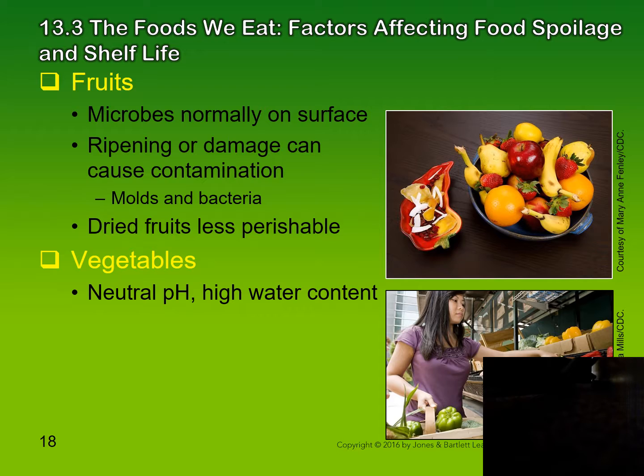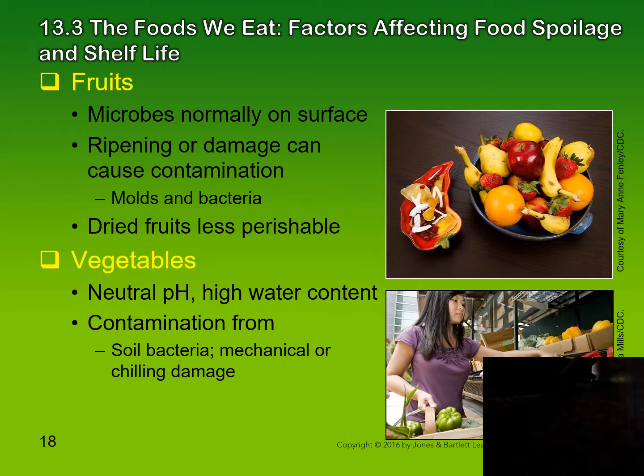Most vegetables are at a very neutral pH and have a very high water content, which makes them again pretty perishable. We can get contamination from soil bacteria or mechanical damage to the vegetables.